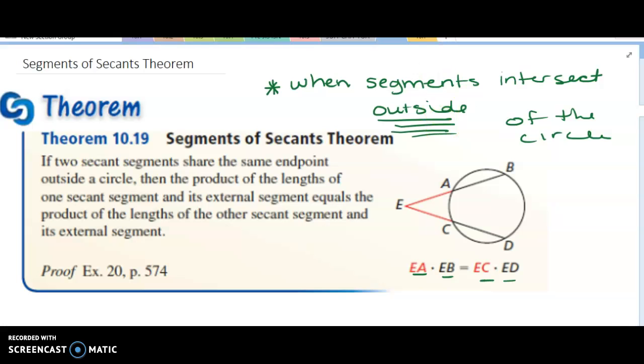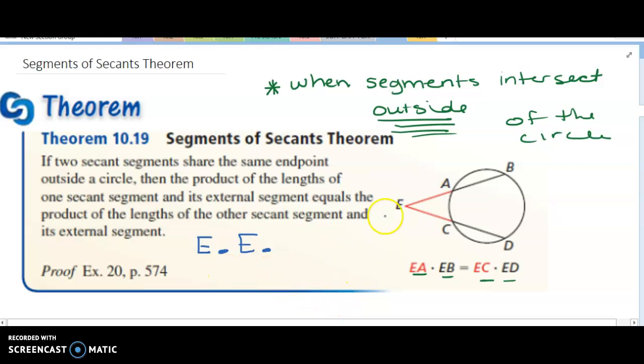Now the formula for this is commonly misused. Lots of people want to do EA times AB equals EC times CD. That is incorrect. That would be doing what we did last time, but we're not inside of the circle, so it has to be a little different. So what I like to teach that generally helps people remember is the double E.